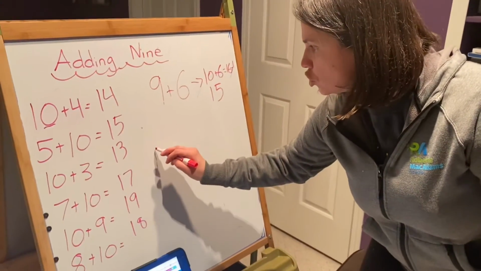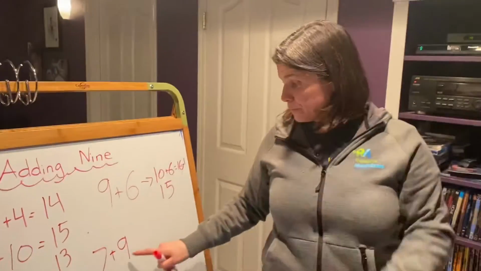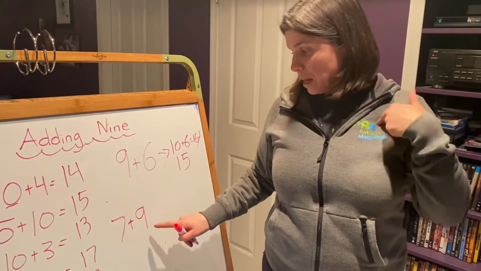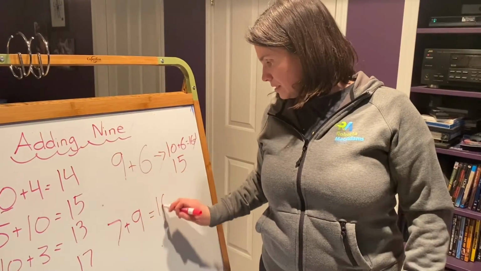Okay, let's try that when I ran out of whiteboard space. So let's try 7 plus 9. I'm going to think 7 plus 10 is 17, but I'm not adding 10, I'm adding 9, which is 1 less, so 1 less than 17 equals 16.